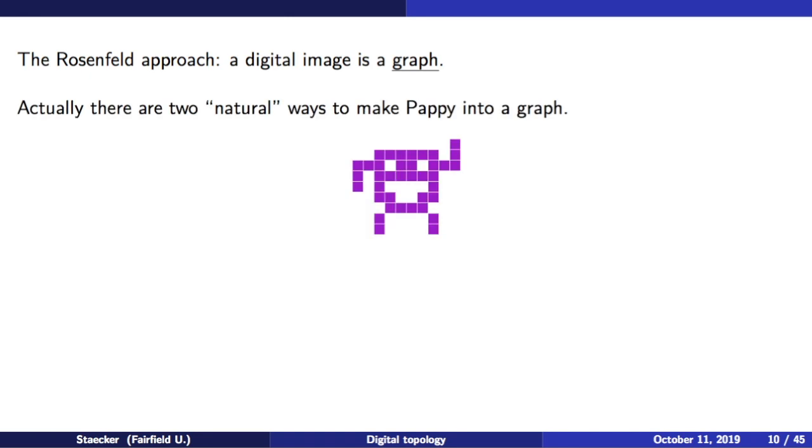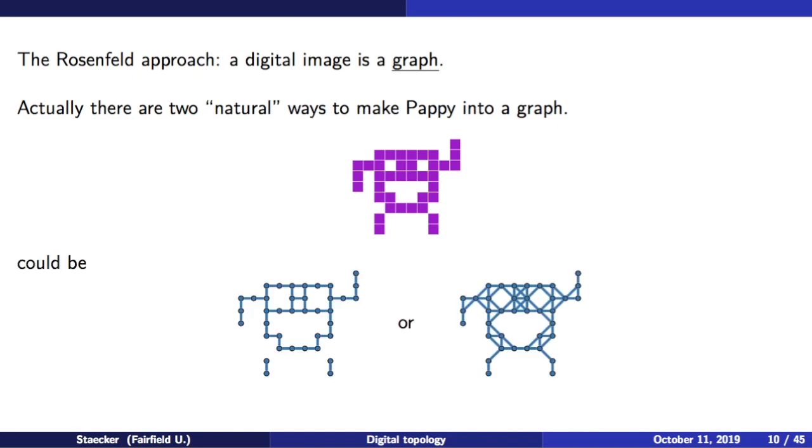This one, actually, there's two different ways that you could make this into a graph in a natural way. And here are some pictures of that. The difference between these two is just about the diagonals. Do I consider two things to be adjacent if they are diagonal, or only if they are next to or on top of each other? For certain settings, it's better to do it this way. Sometimes it's better to do it this way.